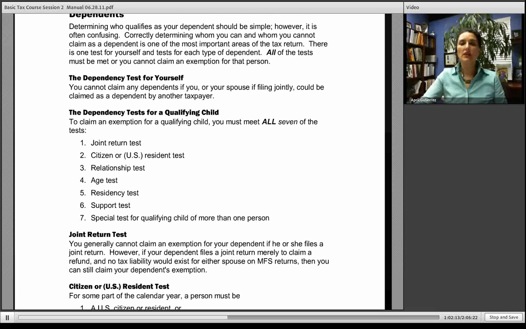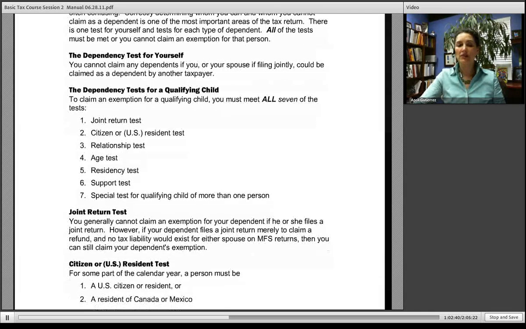So just as a recap, the joint return test says that your dependent cannot file a joint return with one exception, which is if your dependent filed a joint return and the sole purpose of filing a joint return was a claim for refund, and no tax appears on line 60 of the joint return, and if they filed separately, there would still be 0 tax on each of their separate returns, then you can still claim your dependent's exemption even though your dependent filed a joint return.